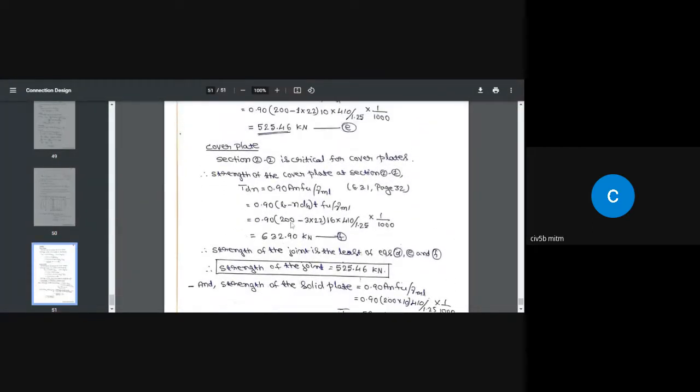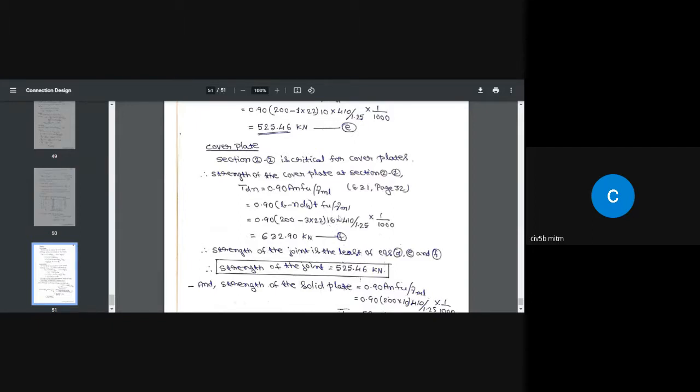So that is B200 minus 3 times 22, where N is the number of bolts along section 2-2, multiplied by DH, that is the diameter of the bolt hole, multiplied by T. T is the combined thickness of the cover plates. We have 2 cover plates, remember, each of thickness 8 millimeter. So the combined thickness is 16 millimeter.